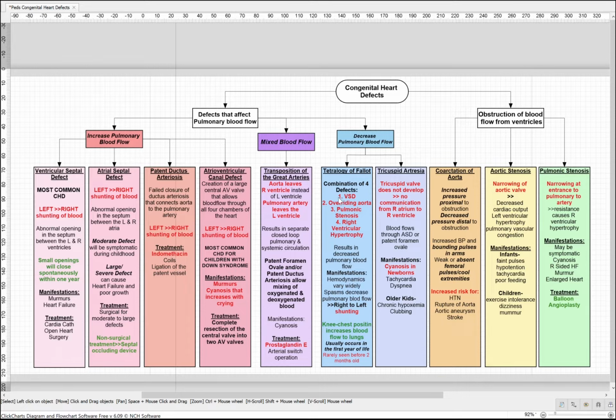The first one that we have here is our ventricular septal defect. So we just talked about that. We know what that is now. That's our abnormal opening between the left and right ventricles.